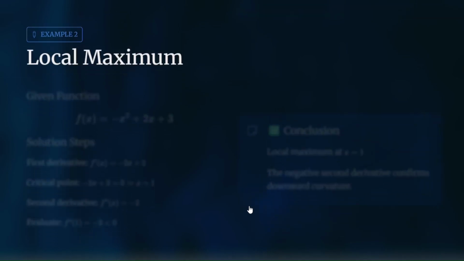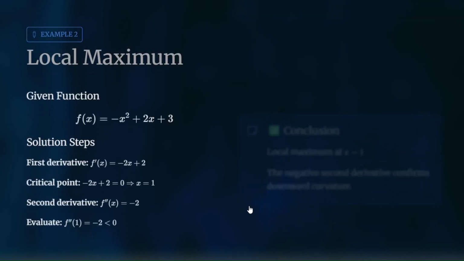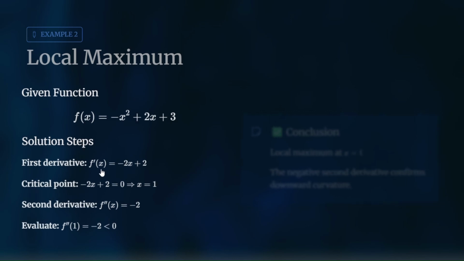In this next example, we have the function f of x equals negative x squared plus 2x plus 3. So in order to find our critical points, first let's find the first derivative. The derivative of negative x squared is negative 2x. The derivative of 2x is 2. And the derivative of 3 is simply 0. So f prime of x is equal to negative 2x plus 2. In order to find a critical point, we set that equal to 0 and solve for x. Solving for x, we'll find that x is equal to 1.